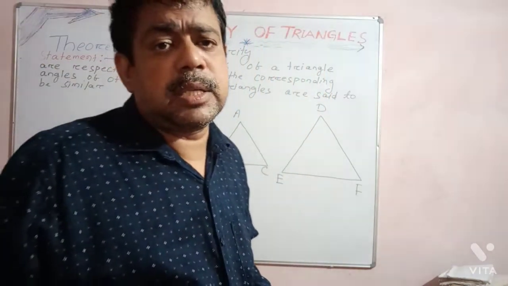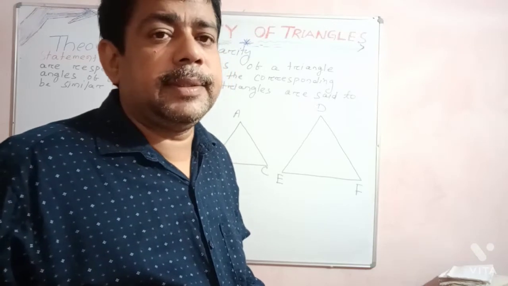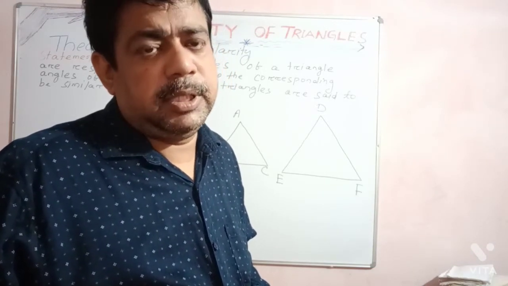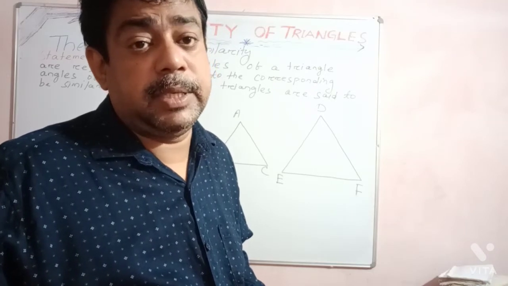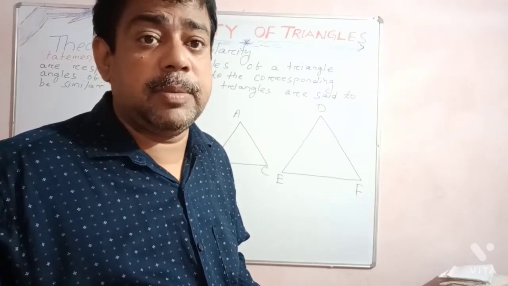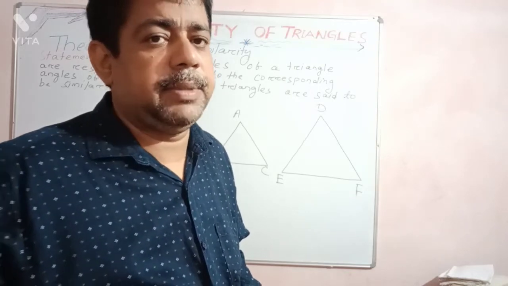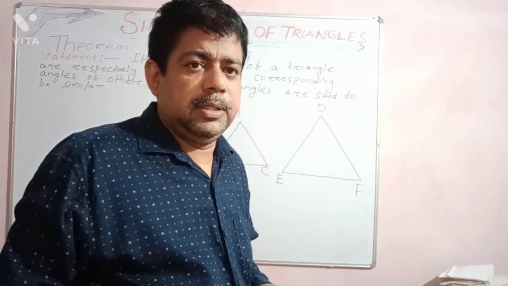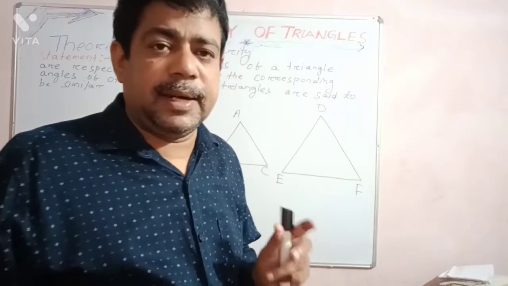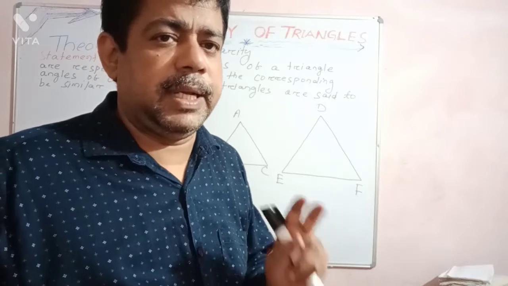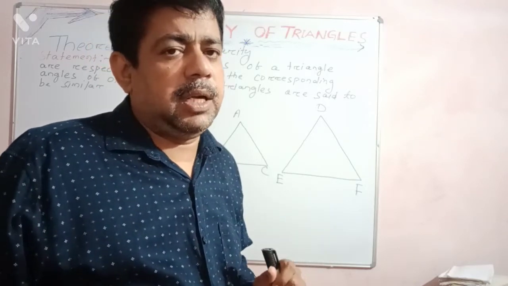Here in this class, I am going to discuss an important theorem of similar triangles. It is one of the important criteria of similar triangles under which two triangles can be similar. This criterion is known as angle similarity of triangles. Understand or not? The necessary and sufficient condition for two triangles to be similar is that their two corresponding angles are equal. Okay, let's see how it is proved.